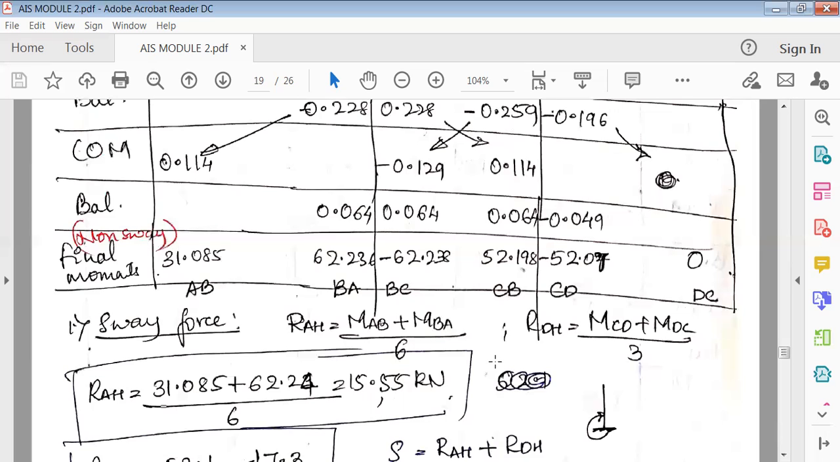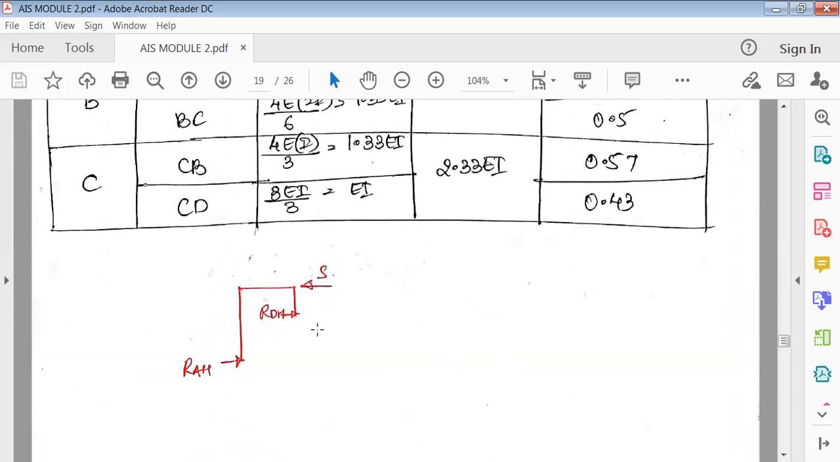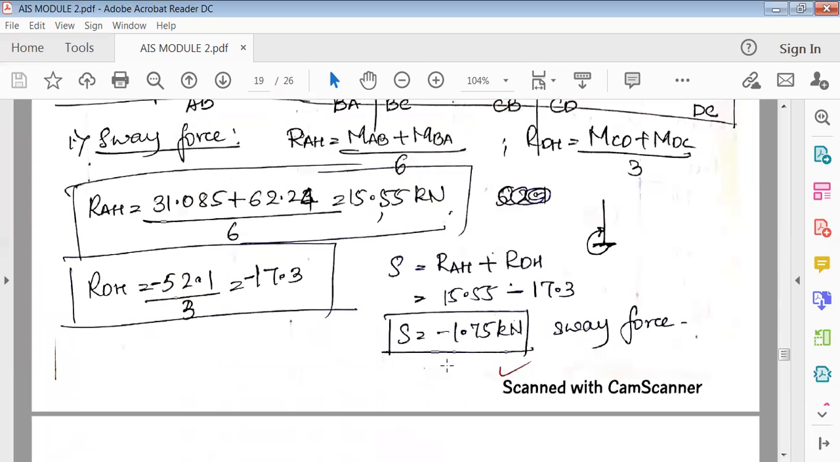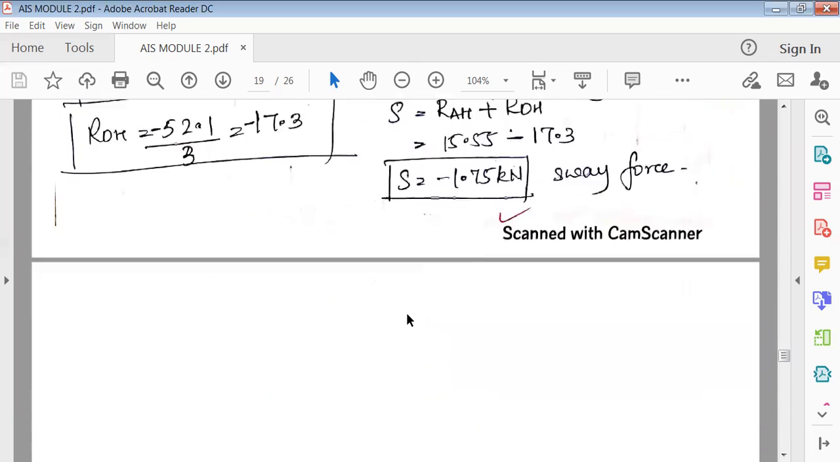So initially we have assumed that S is acting to the left side. So whatever we have assumed is right. We got to know that whatever we assumed is right from the fact that S is having a negative sign. Because it has a negative sign, that means it is acting to the left side. So what we have assumed is right. So S is equal to minus 1.75. So this is the sway force, acting to the left.